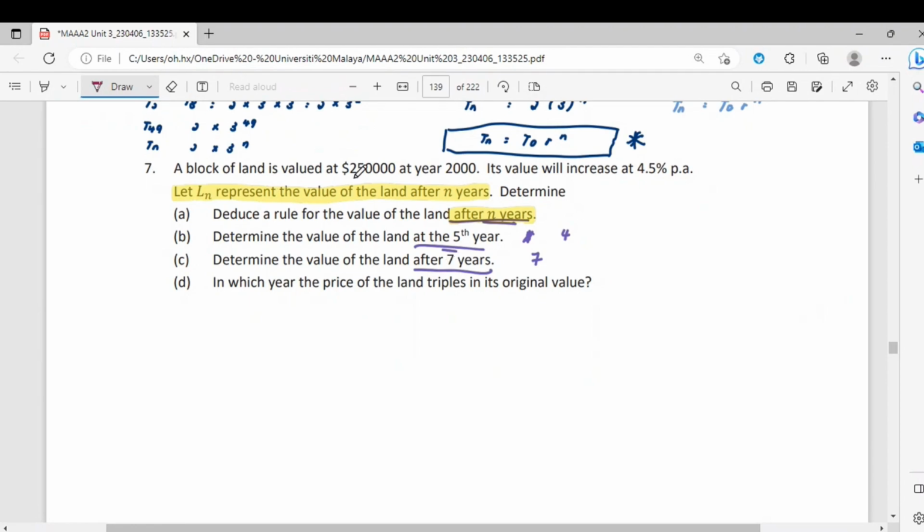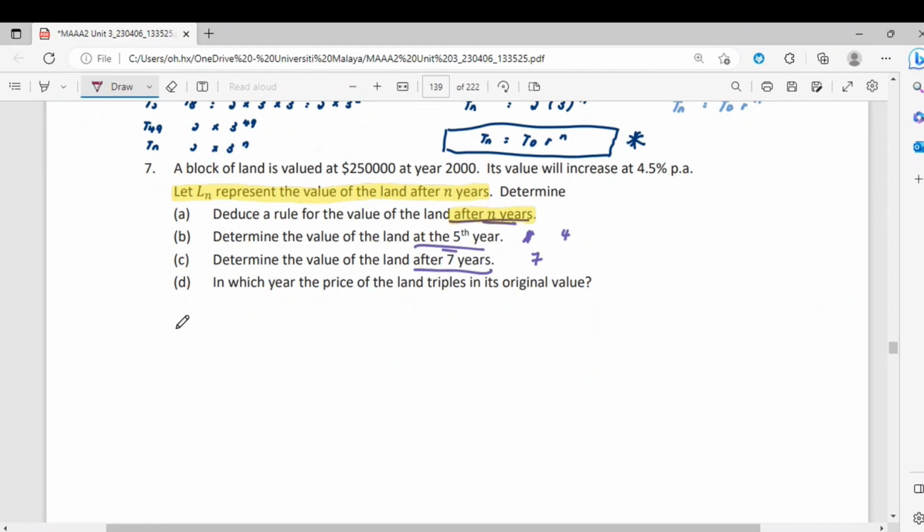Okay, so a block of land is valued at 250,000 in the year 2000. The value will increase at 4.5% per annum. So Ln represents the value of the land after n years. The key thing is you need to understand that the n here stands for after n years.